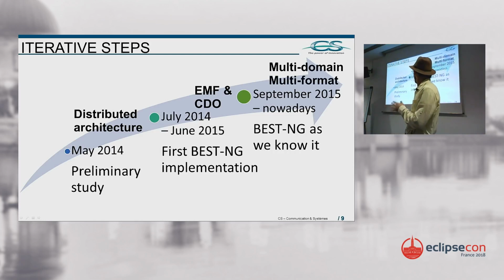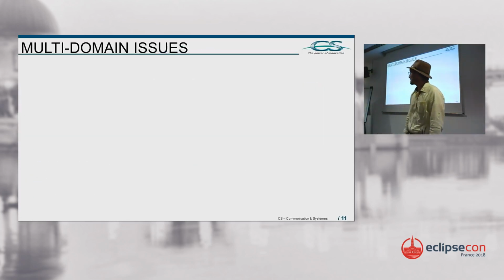Only after that, CNES let us know about their intent to handle multi-domain and multi-format concerns, with the need to store XTC, CADS, and XIF models at the same time. And that's how we started BestNG. We had it coming; in fact, we anticipated this need. So when the call for offers came in, we already had the solution on paper. We said, OK, this is the solution we propose to you. And it was accepted.